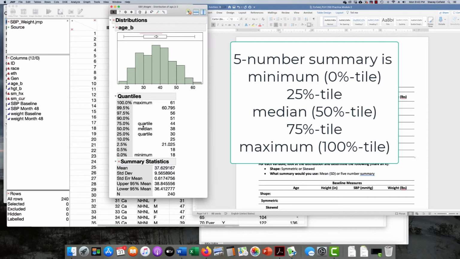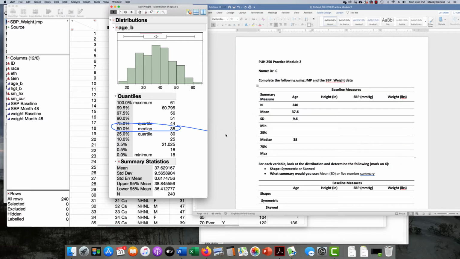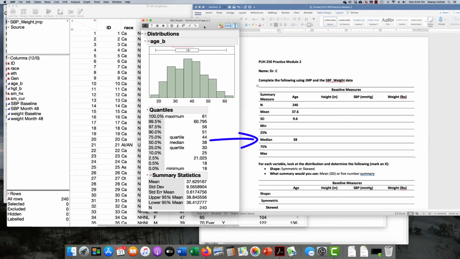So we already knew our median was 38. So incidentally, you do not need to ask for the median in your summary statistics. It appears with your quantiles. So there's our median of 38. We can see that over here. Now we need to look at the remainder of these numbers.